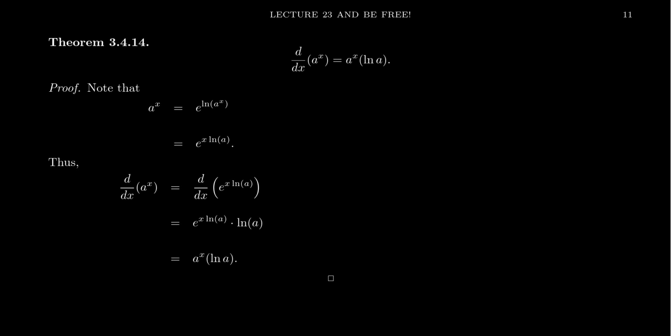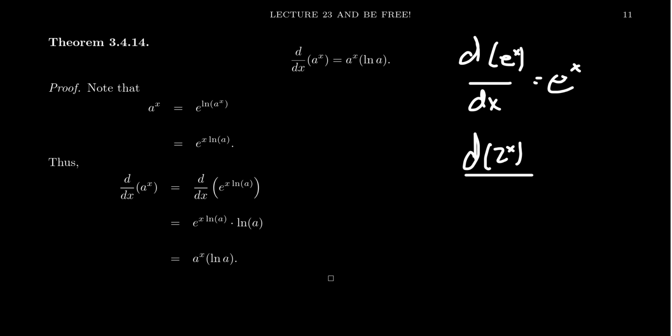So previously, we've seen that the derivative of e to the x with respect to x is equal to e to the x. That is, the derivative of the natural exponential is itself. What about other exponential functions? What if we want to find the derivative of 2 to the x dx? Is that equal to 2 to the x as well?